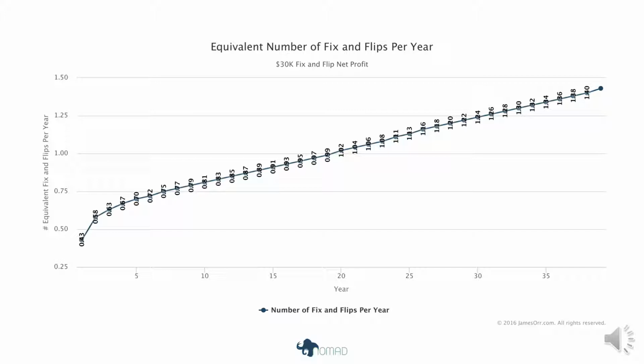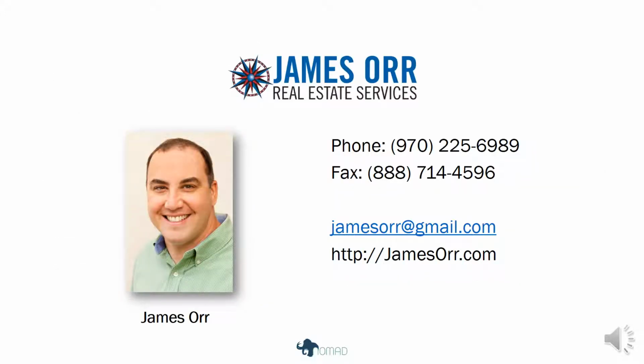Okay. In year 20, you need to do 1.02, or about one fix and flip a year, in order to make the same money you would as a rental property. Okay. So that chart just shows you how many fix and flips you need to do with $30,000 profit net in order to do the same as the rental property. Okay. And that is the end of the presentation.